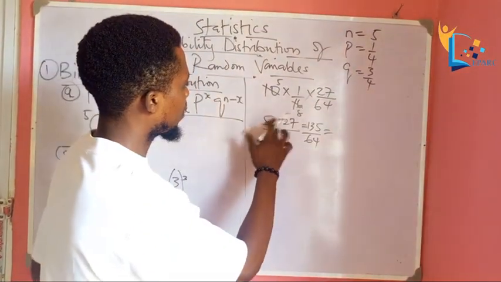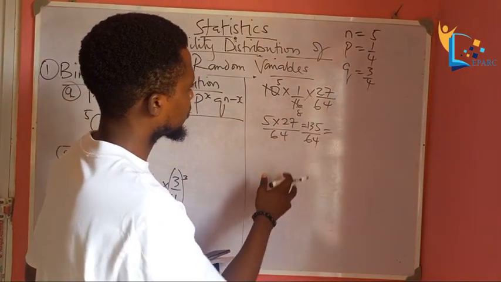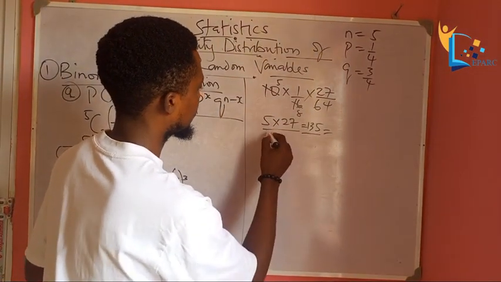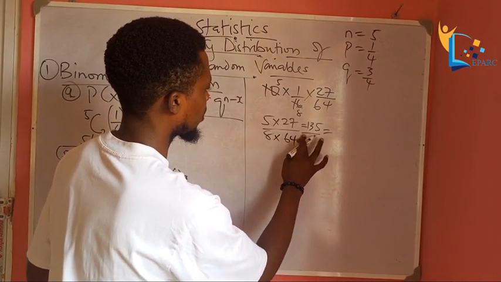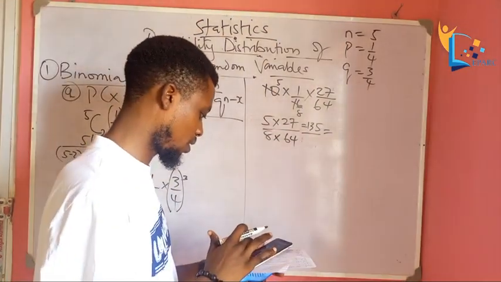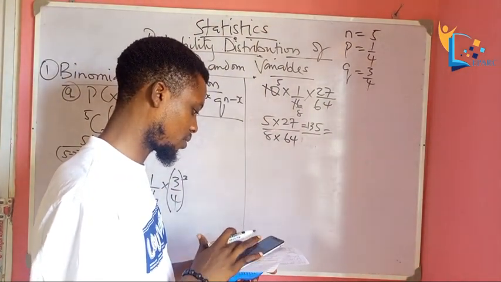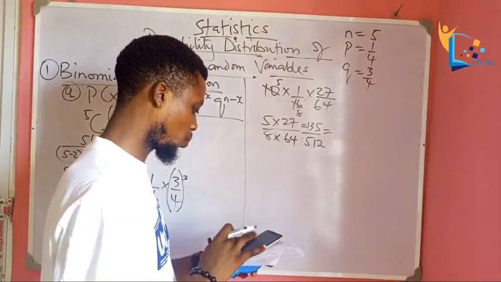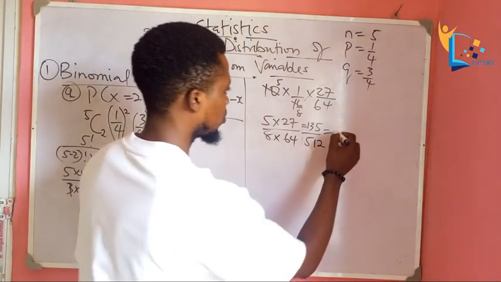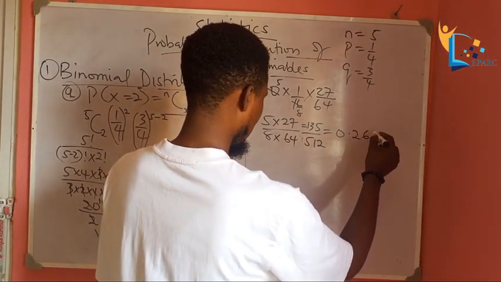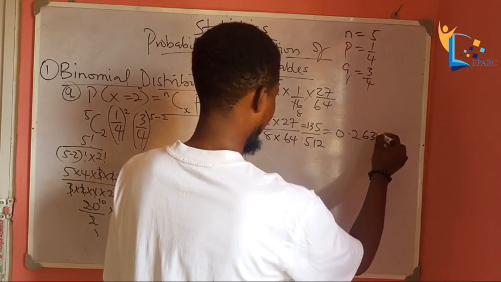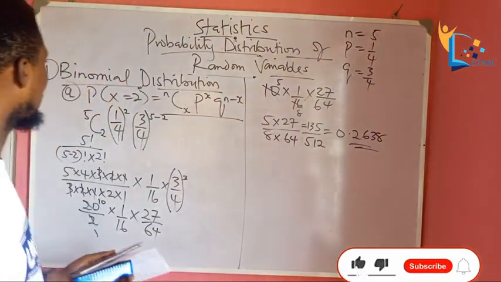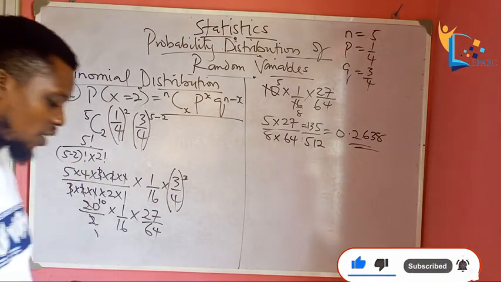Okay, so 5 times 27 is 135. Sorry, this is 8 times 64, which will give us 512. Okay, so 135 divided by 512 is equal to 0.2637. Let's round off: 0.2637. So this is the answer. Now let's look at the second question.